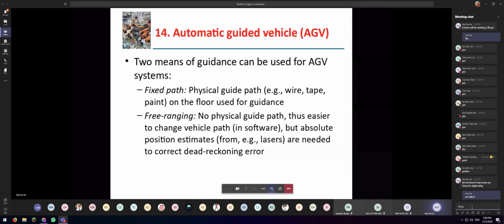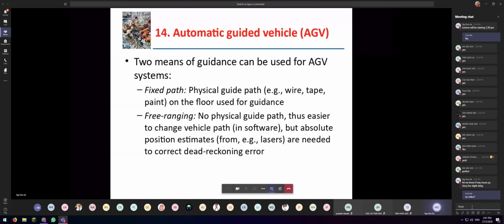So for AGVs, there are two means of guidance. You can use fixed path guidance, where you have a physical guide path on the floor. You can also use free ranging, where the AGV has to do its own path finding. This makes it easier for you to change the path, meaning changing the path is just a matter of programming software rather than having to change your physical environment.